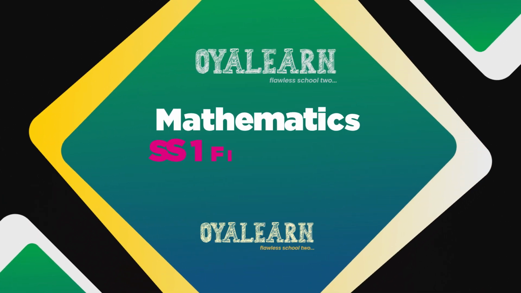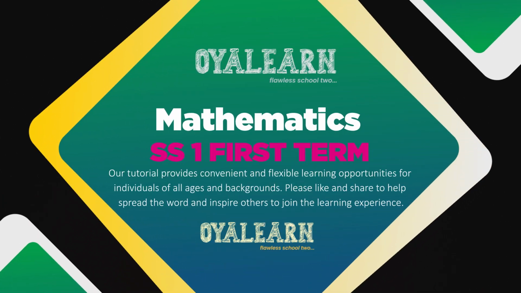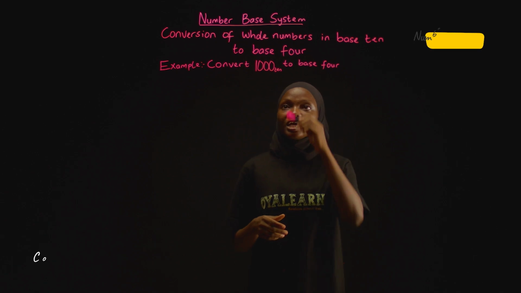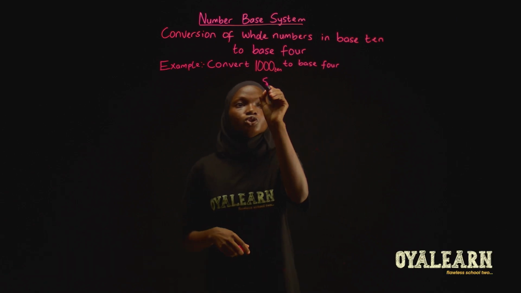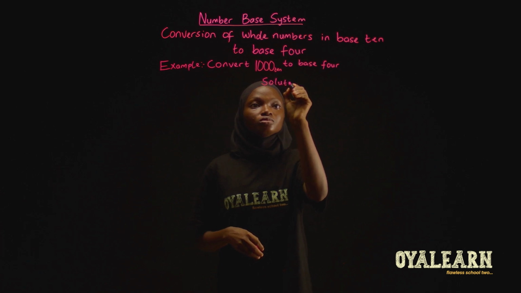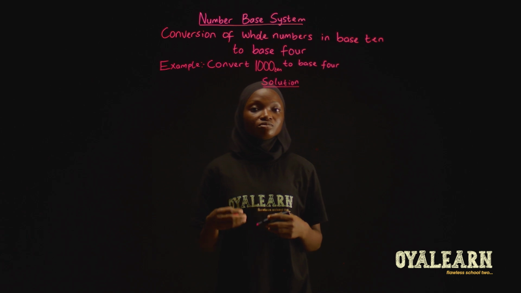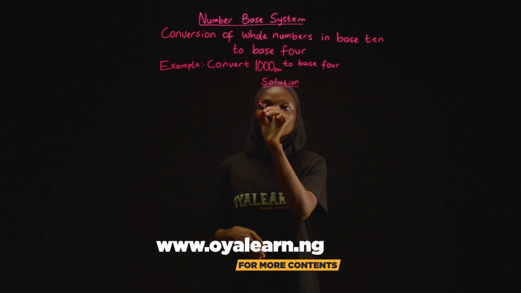Here is another example on how to convert whole numbers in base 10 to base 4. Let's convert 1000 in base 10 to base 4. Solution. We divide 1000 repeatedly by 4 until further division is no longer possible. And to do that, we draw a table.